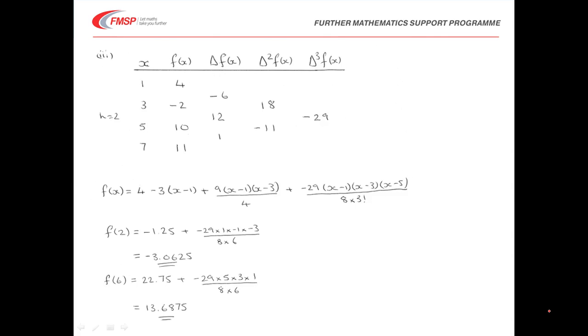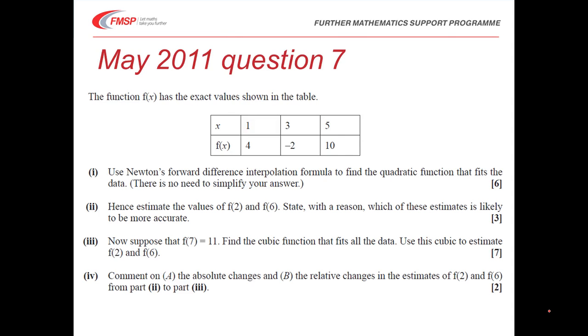Okay, so we've done parts 1, 2 and 3. Now part 4, it's only 2 marks, but I couldn't see a quick way of seeing this without doing a little bit of legwork. So we've got to comment on the absolute changes and the relative changes in the estimates of f2 to f6 from going from part 2 to part 3. So it's important we know which way we're going from part 2 to part 3.